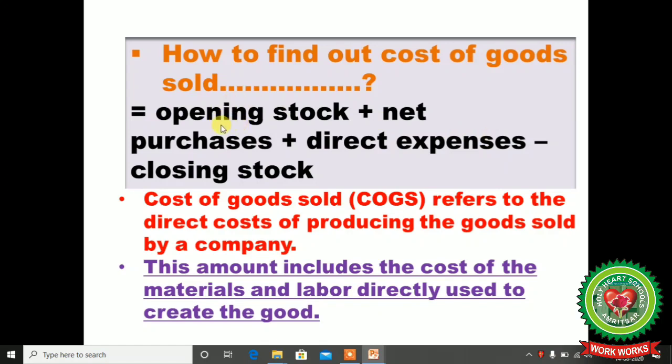The formula for cost of goods sold: first of all, opening stock, add net purchases. Why is the word net purchases used? Net purchases means your gross purchases minus the returns. If there is any return, deduct it, plus direct expenses, minus closing stock. This is the formula for cost of goods sold. Cost of goods sold refers to the direct cost of producing the goods sold by a company, meaning your raw material cost and your labor cost. This amount includes the cost of materials and labor directly used to create the goods.